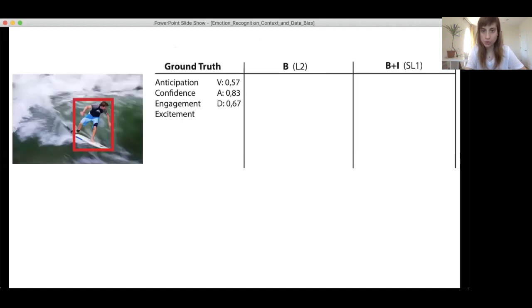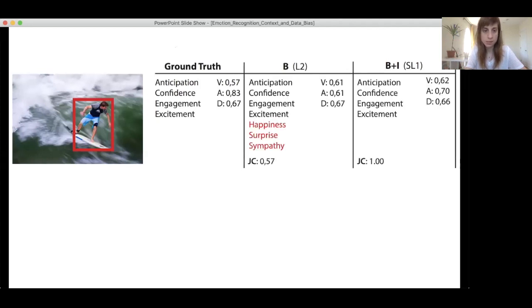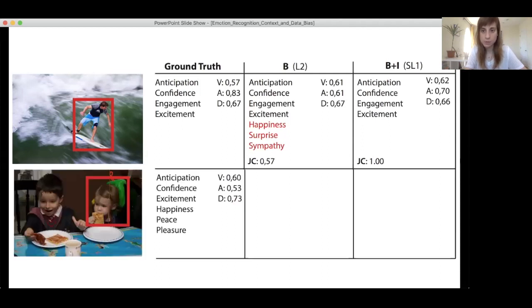Here I can show you some qualitative results. I'm going to go fast because you can see them in the paper. But here is one example where you see the ground truth. The ground truth is anticipation, confidence, engagement, and excitement. Here is just with the body. It detects more categories that are false positives. And we have a perfect recognition in the case of body plus image. This is an example where body plus image works very well.